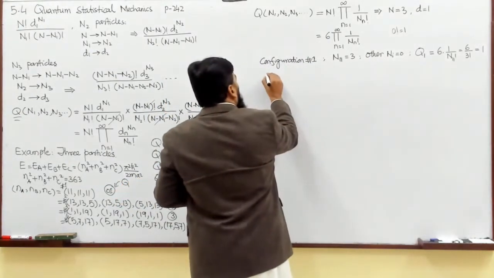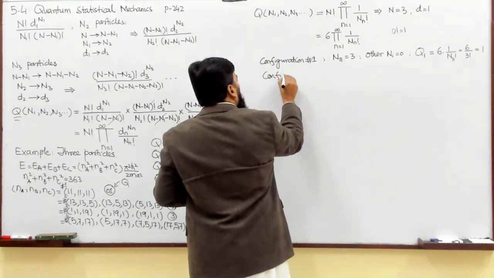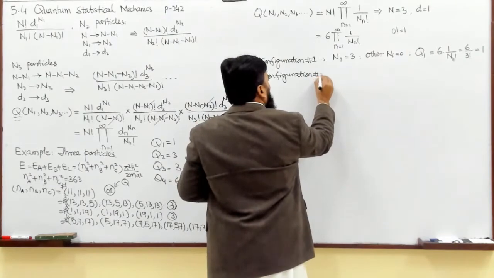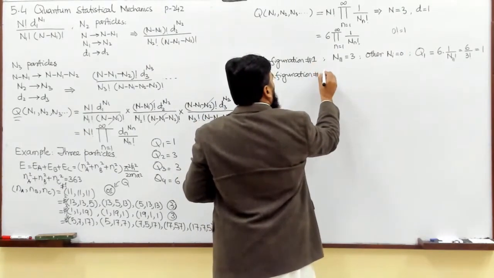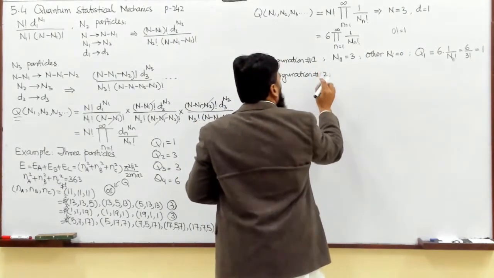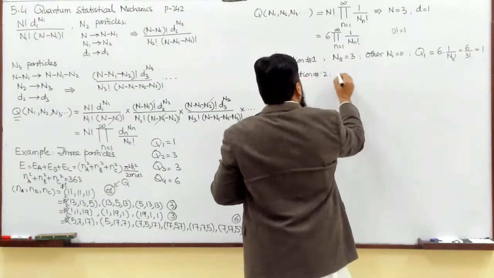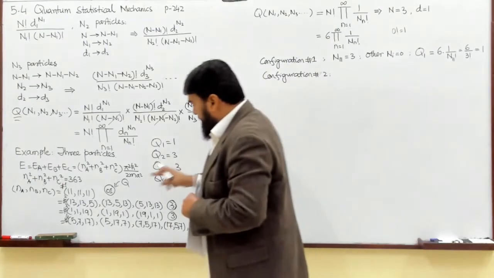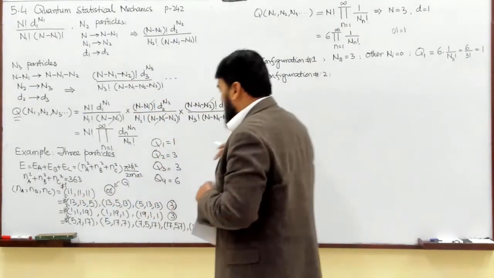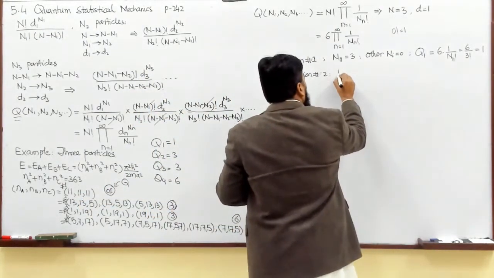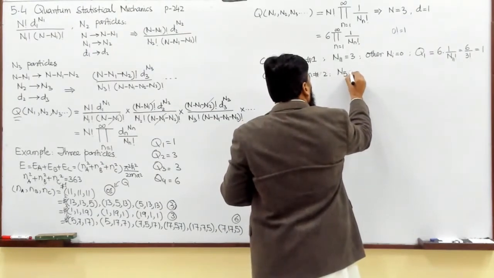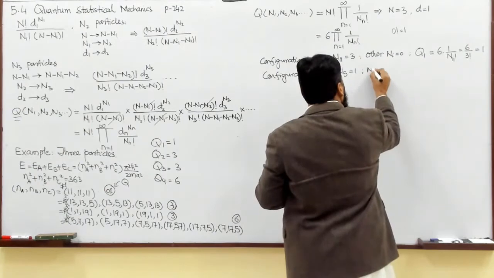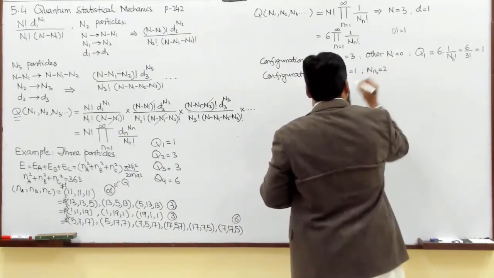Similarly, in configuration number 2, this is configuration 1 and this is configuration 2. We have 13, 13, 5. So we have n5 equals 1 and n13 equals 2.